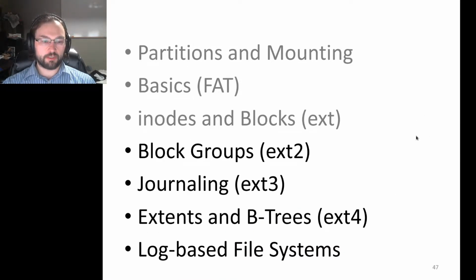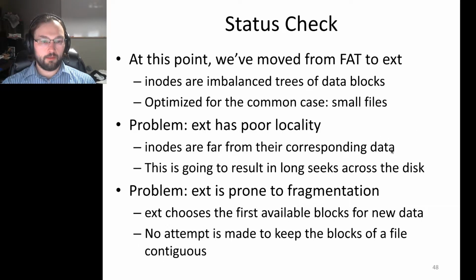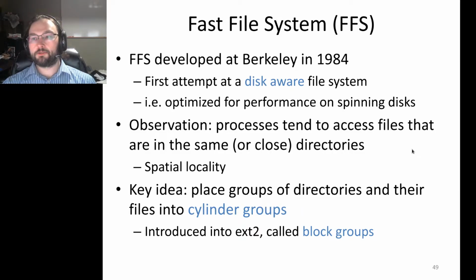So the next set of optimizations that we're going to do is going to move us into the ext2 file system. And the idea for that is that we're going to try to improve locality and decrease fragmentation. To do that, we're going to use techniques that were pioneered at UC Berkeley in 1984 in a research project called the FAST file system. They're trying to be fast, and their goal is, knowing how a disk works, to make their file system work better on it.